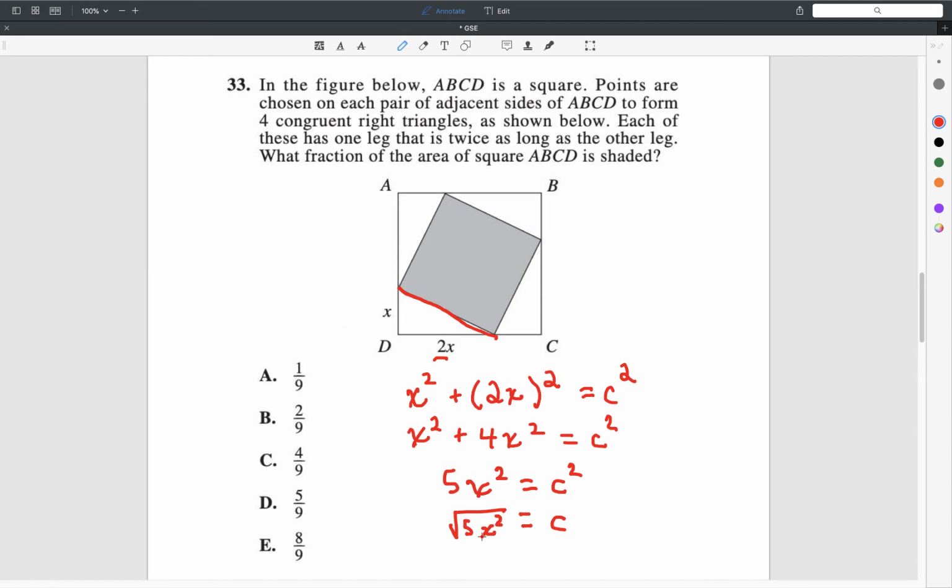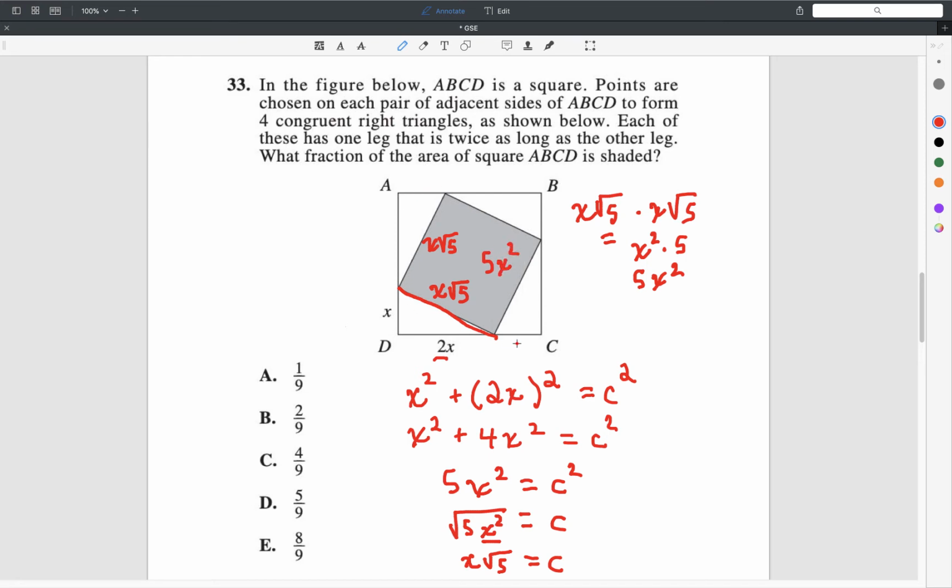And you can simplify this because we could pull out an x from this x squared part since it's a square root. So it would be x times radical 5 is equal to c. So I'm going to label that right here, x rad 5. And to get the area here, again, each of these is going to be x rad 5. We can just do x rad 5 times x rad 5, and that is going to be x squared times 5, which is the same thing as 5x squared, just rearranging the numbers. Okay, so the area of this is 5x squared.